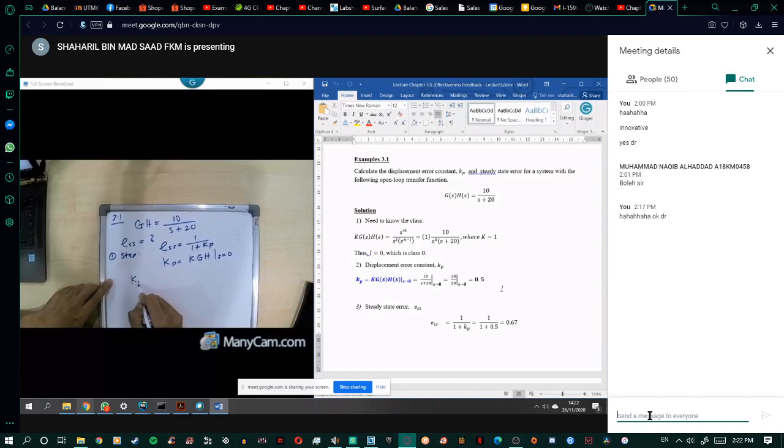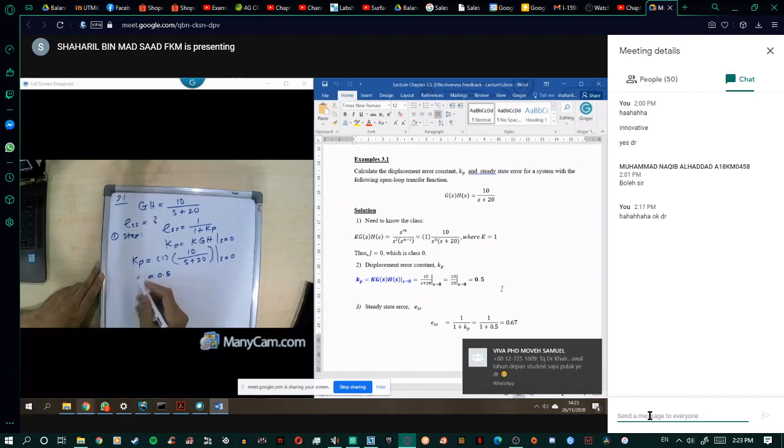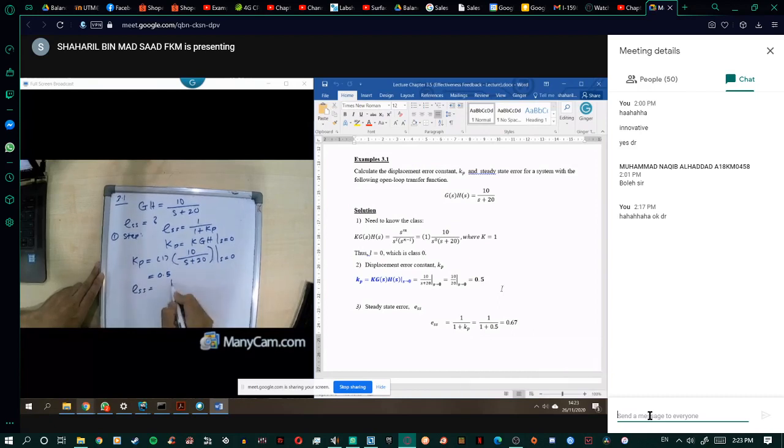So Kp is equal to KGH. K is 1, and then GH is 10 divided by S plus 20. You put S equal to 0 here, so 10 divided by 20, Kp equal to 0.5. So steady state error is equal to 1 over 1 plus 0.5, and then you get 0.67 here.